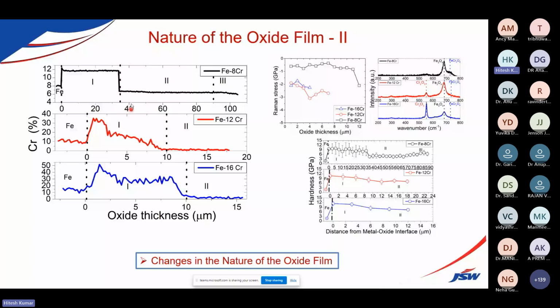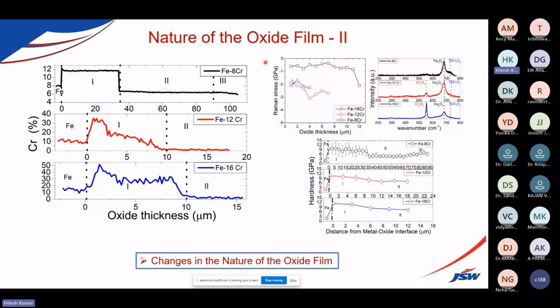What we observe in 8 chromium is a sudden sharp change. It's stagnant and it went down. Chromium content is not there till the oxide scale of 80-90 microns. But in 12 chromium and 16 chromium, most of the oxide layer has chromium content, which is basically proving how much Cr2O3 is there inside your material.